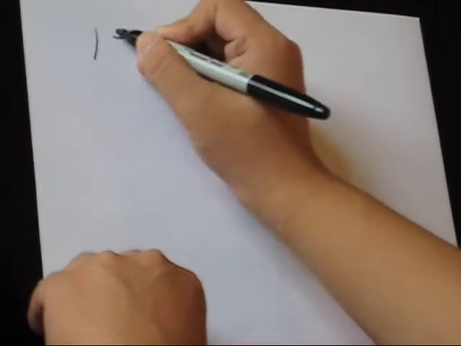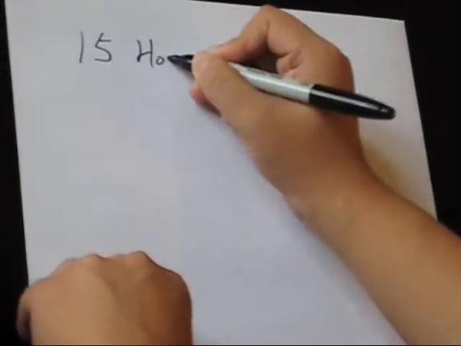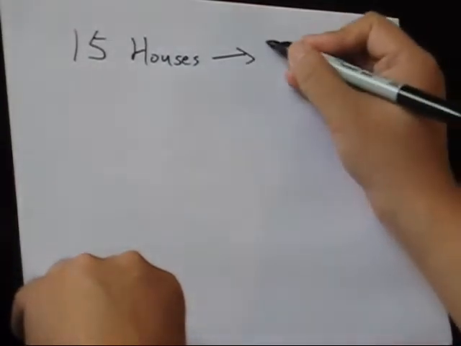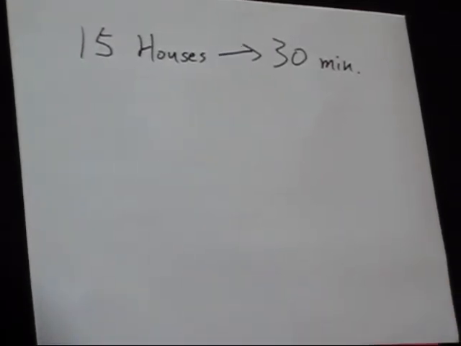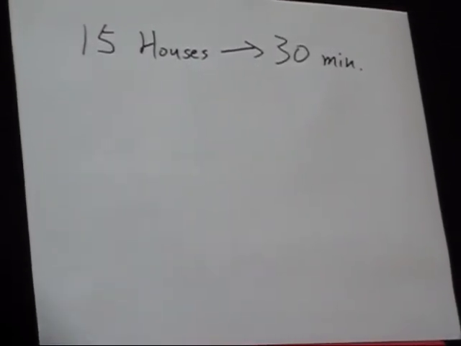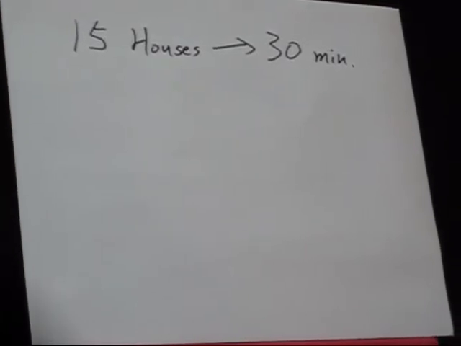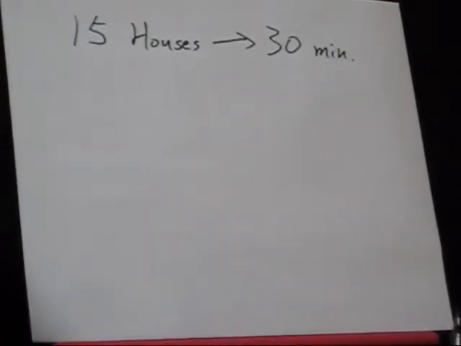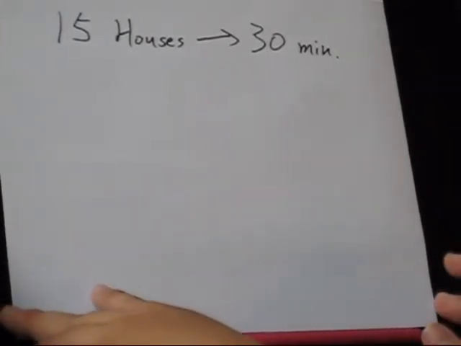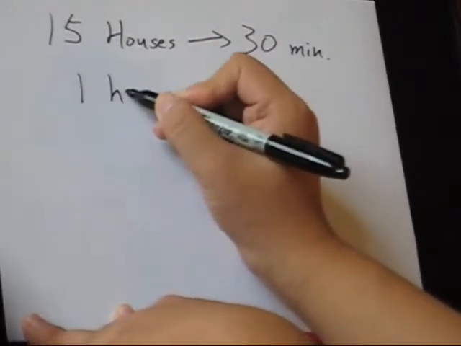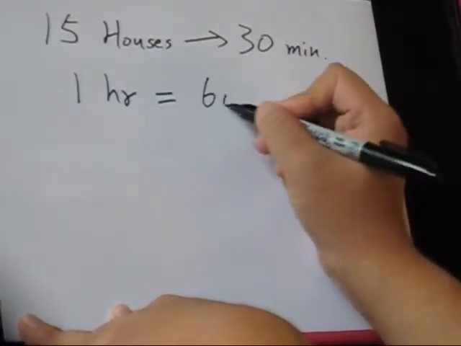Okay, so let's think about what we know. First, we know that Jackson went to 15 houses in 30 minutes. So let's put down, we have 15 houses in 30 minutes. Second, what we need to find out is that if Jackson had an additional hour, which is one more hour added to the 30 minutes, how many houses would he have gone to in total? So we have one additional hour, which is equal to 60 minutes.